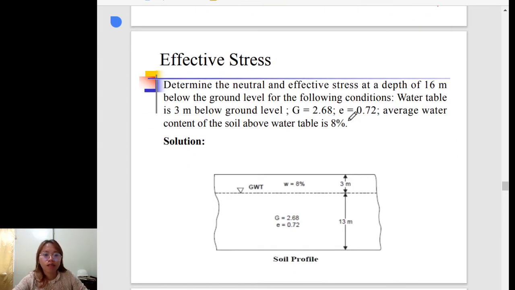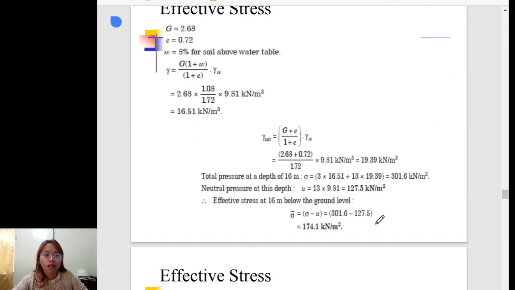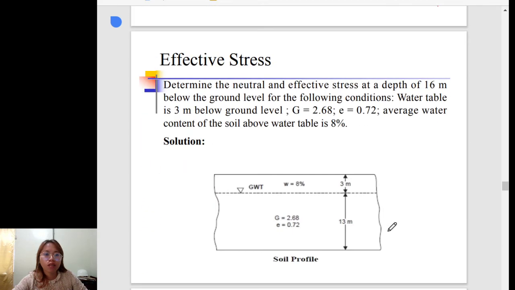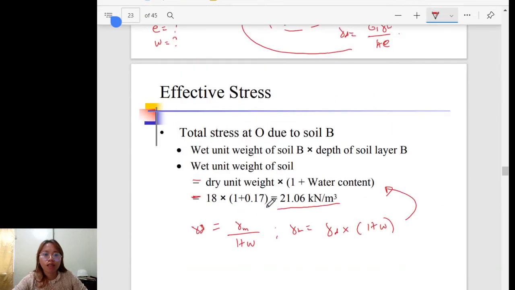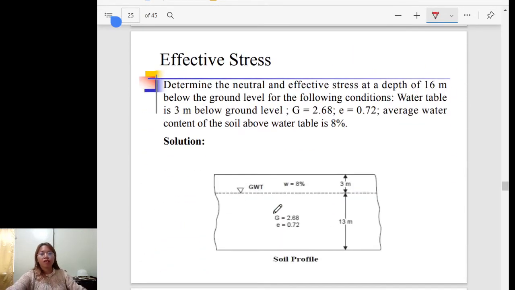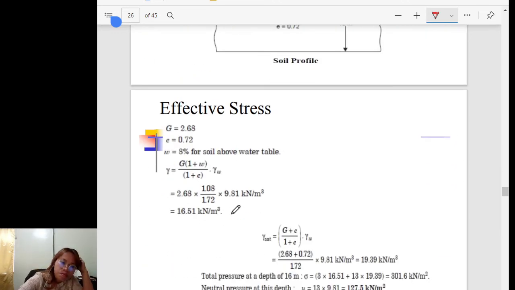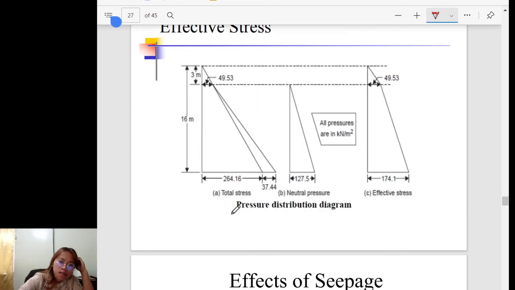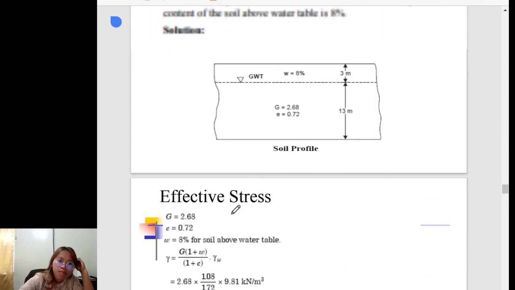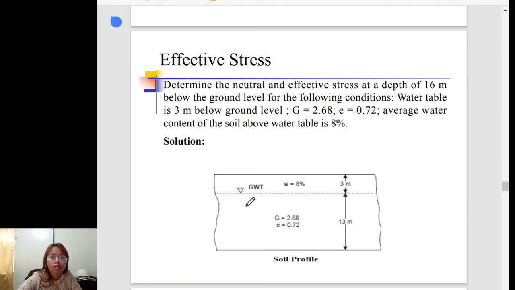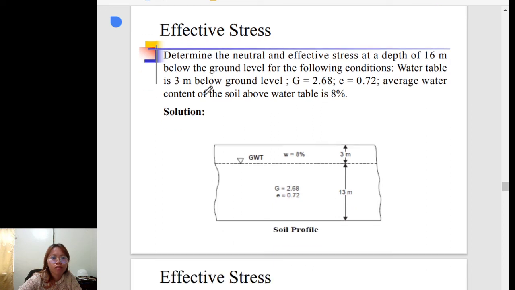Alright. Hangak ba? Try to understand this one. This is the same concept with earlier example, no? Dali lang ni siya. Okay, try to understand this one. Effective stress.